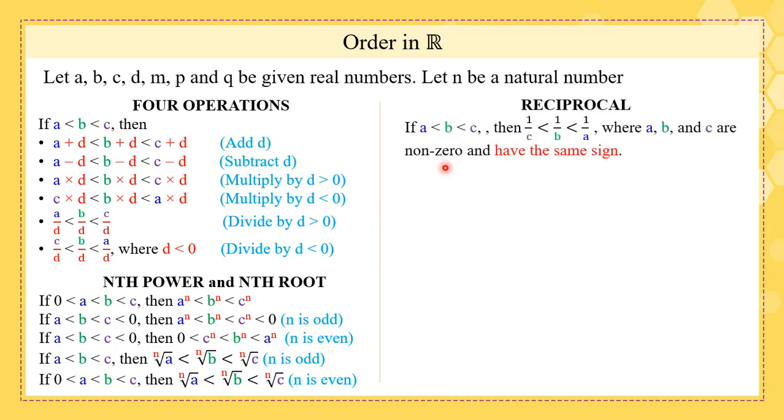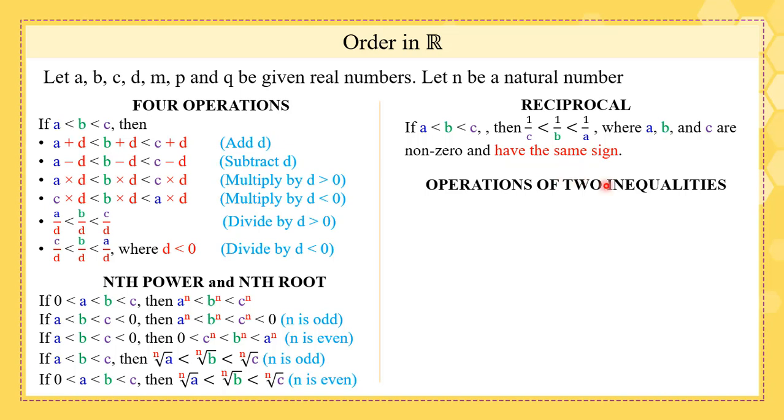Now, reciprocal. If A is smaller than B smaller than C, then 1 over C is smaller than 1 over B is smaller than 1 over A, providing that A, B, and C have the same sign. In other words, if all of them are positive or all of them are negative. So in case we want to use the reciprocal, we have to flip the boundaries. A on the left, C on the right becomes 1 over C on the left and 1 over A on the right, and providing that all real numbers should have the same sign.